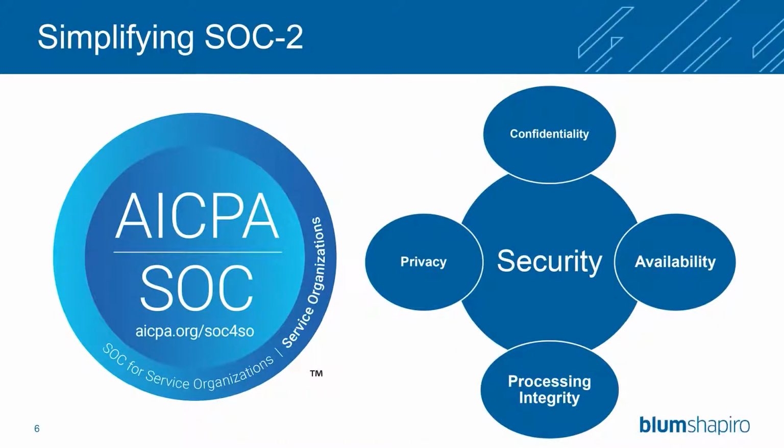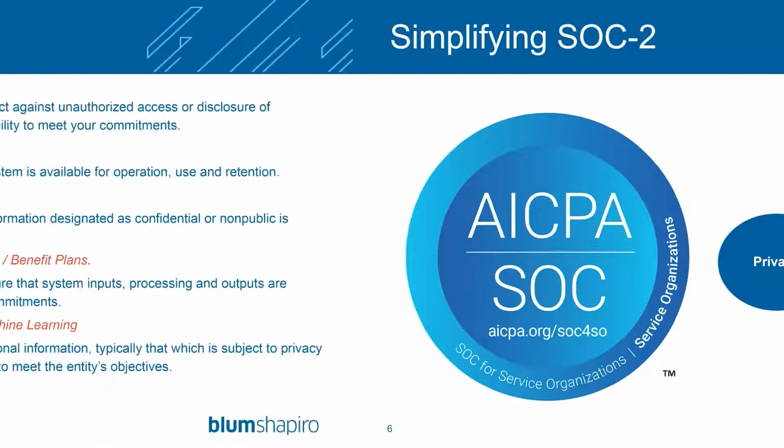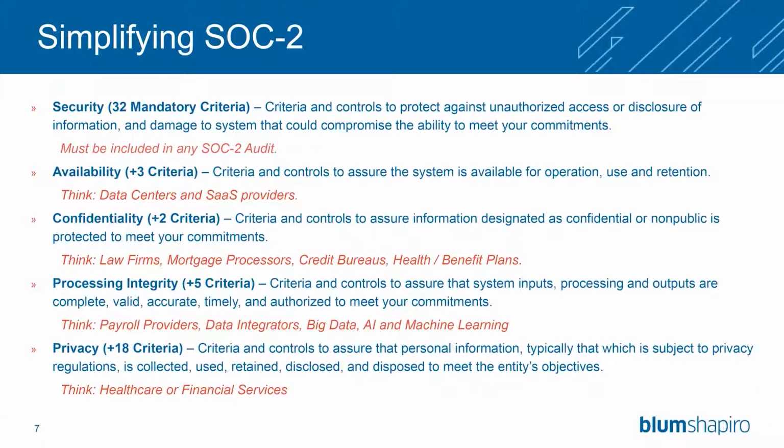As I mentioned before, there are 5 criteria standards. They're called trust service principles and the related criteria. The overarching one is security in general, and then there's additional ones that you can include criteria for. And again, that's confidentiality, availability, processing integrity, and privacy. So simplifying SOC 2, the security trust service principle and related criteria, you are evaluated on 32 individual criteria. Those are mandatory. If you receive a SOC 2 audit, you have to be evaluated against those criteria.